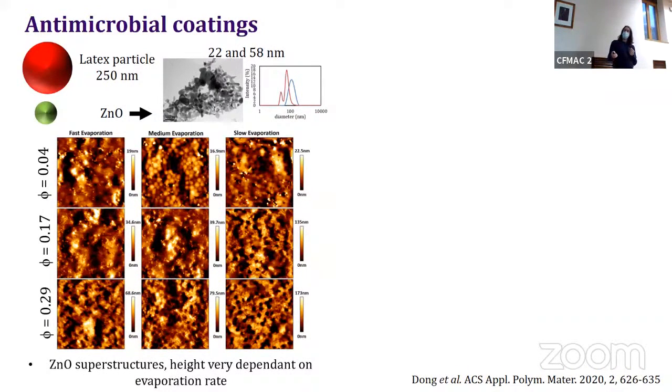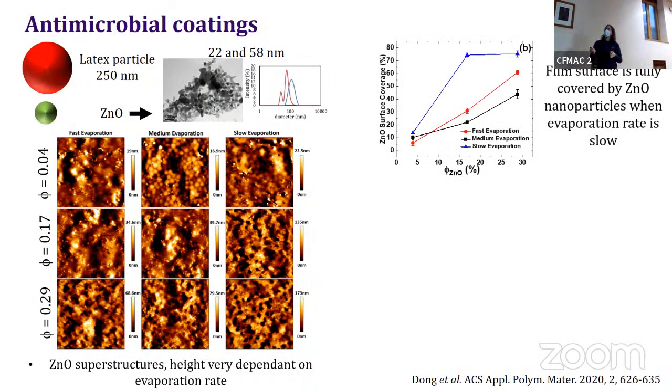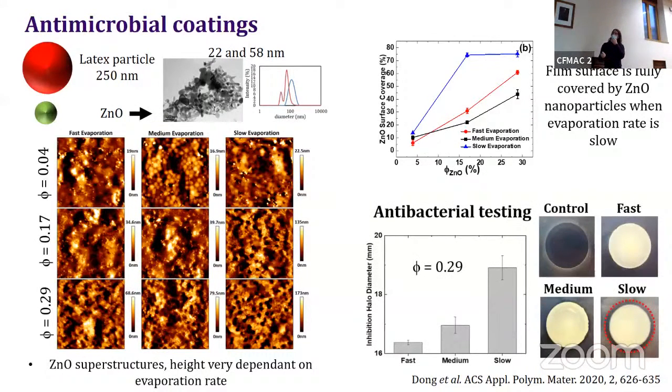So we can get this structure where the zinc oxide goes to the top, and you can see that these structures are taller the slower we evaporate. They are up to around 70 nanometers or something like that. In fact, one of the things that we saw is that the surface coverage increases when you increase zinc oxide concentration, obviously, but for slow evaporation rate, the surface coverage is much higher at the same concentration compared with faster evaporation rates.